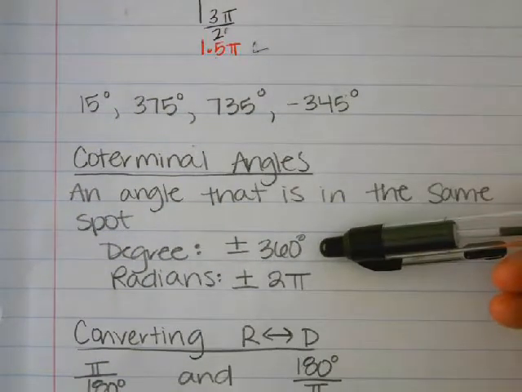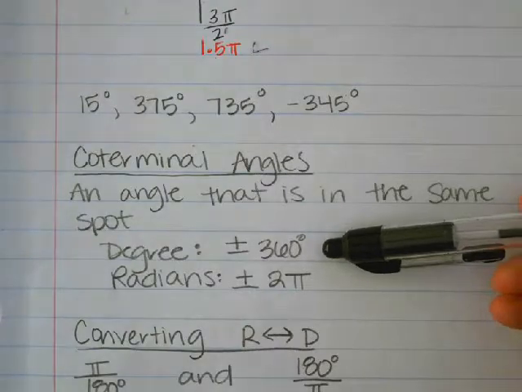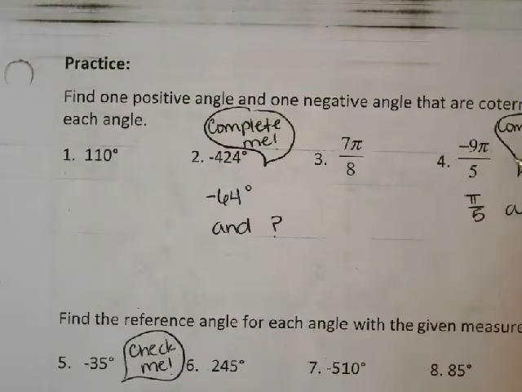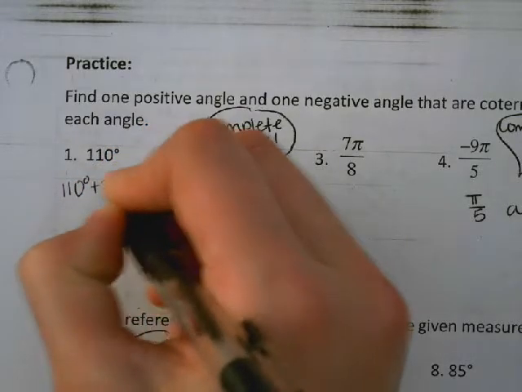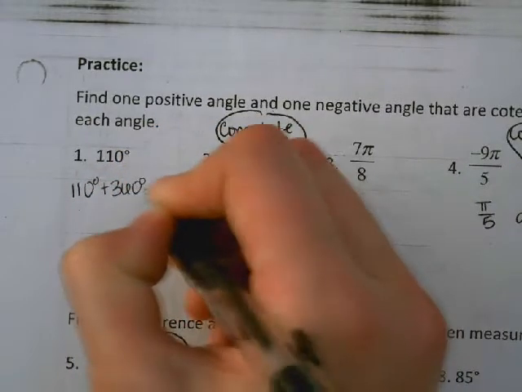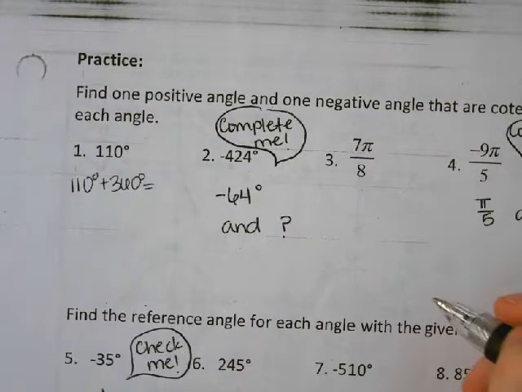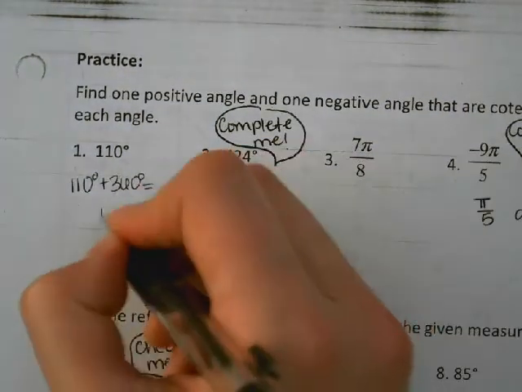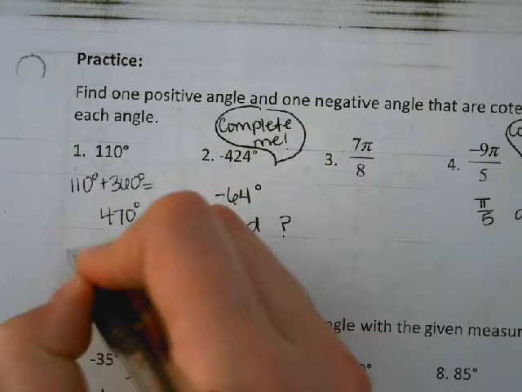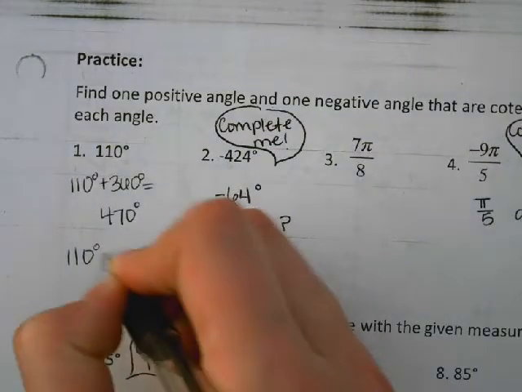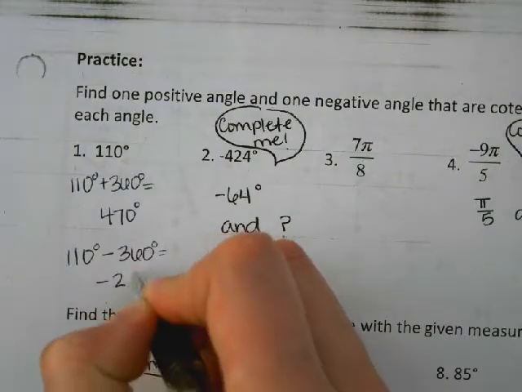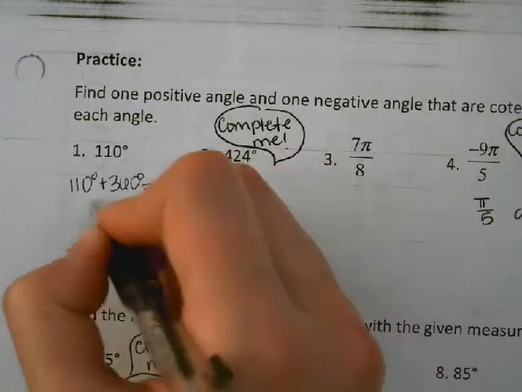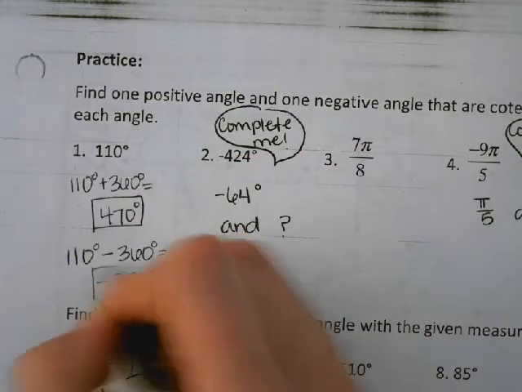Yeah, if the problem is in degrees, you're going to add 360 degrees or subtract 360 degrees. So to find the positive coterminal angle, I'm going to go ahead and add. 79. So what do we get when we add? 470. And to get the negative coterminal angle, negative 250, you said? Yeah. Negative. Okay.